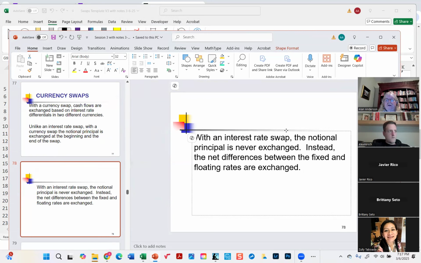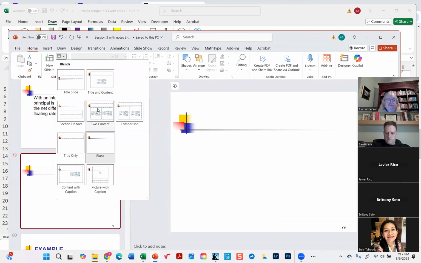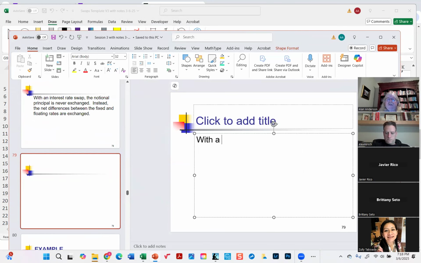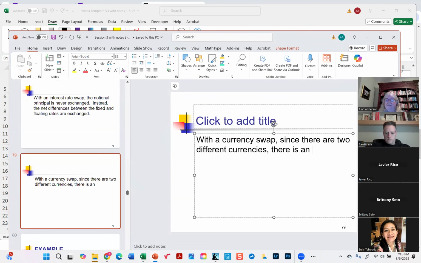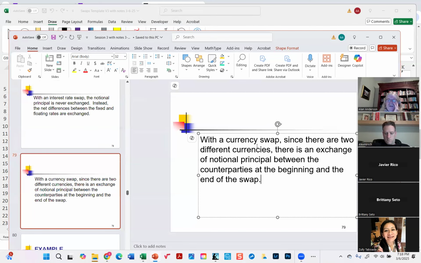Currency swaps are different because you're dealing with two different currencies. So you actually will see an exchange of principals or notionals at the beginning and the end of the swap. The currency swap, since there are two different currencies involved, there is an exchange of notional principal between the counterparties at the beginning and the end of the swap. And sometimes that's part of the reason for entering into one of these, that you want to maybe borrow in a foreign country, but you want to hedge away some of the risk that you're taking with the exchange rate. So we'll see, that's kind of the motivation in the next example.